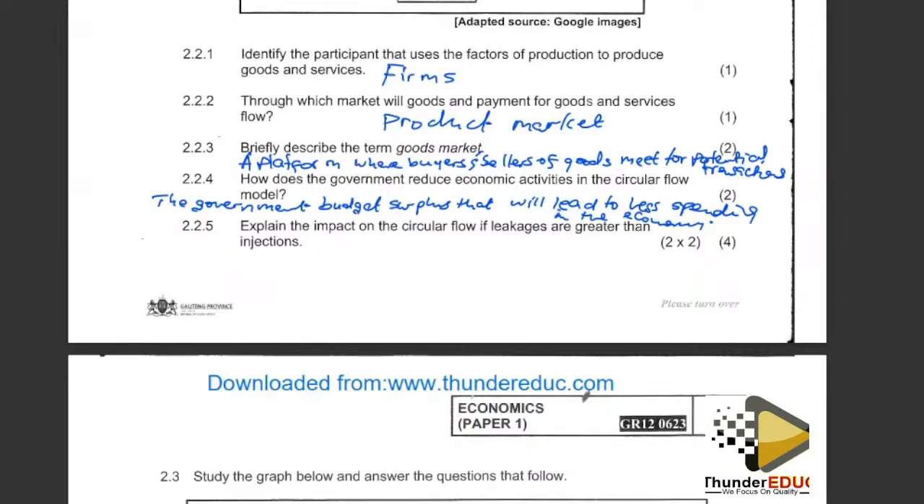Okay, right. So now the question says we want to give the impact. If the question says impact, let's remember we can either take into account the bad side or the good side. So here the maximum allocation is 4. It means that the expectation is to come up with 2 points. So now, leakages reduce the flow of income in an economy. Why are we saying that? Because when you talk of leakages, we refer to the flow of money that is going out of the economy. Meaning leakages refer to what? Outflow of money. That is why we are saying that leakages reduce the flow of income in an economy.